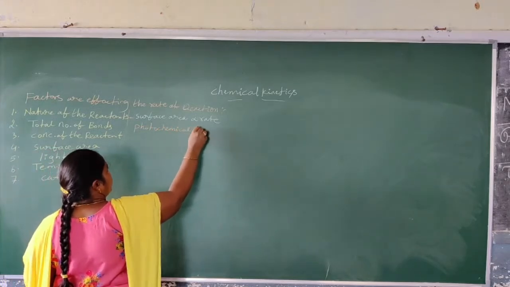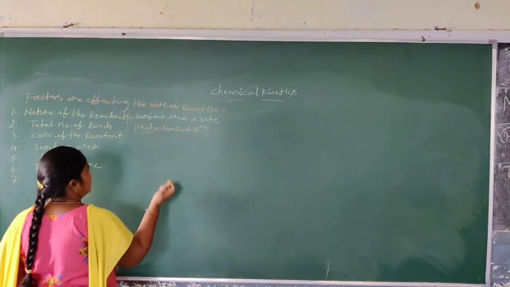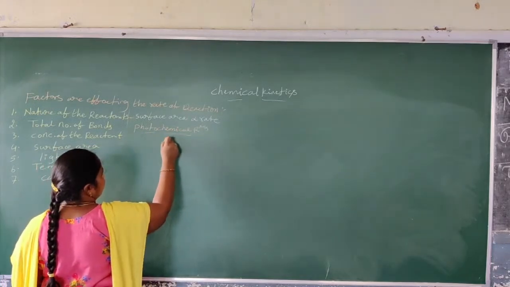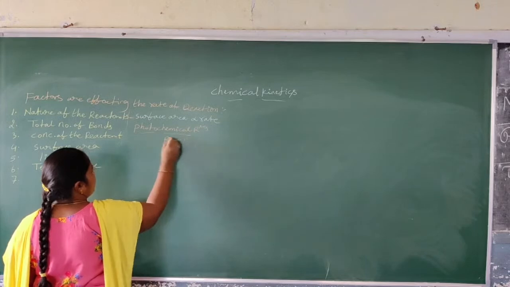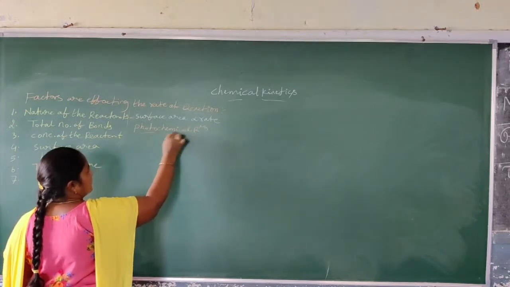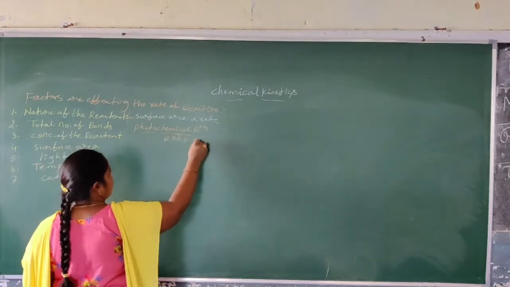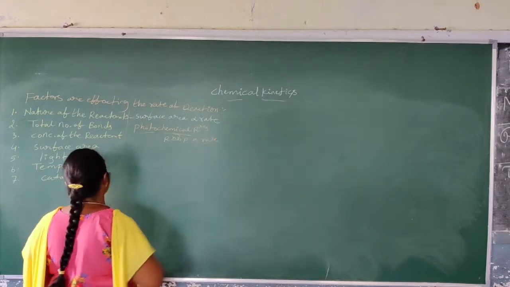Photochemical, here in the name also you observe. Photo means light, chemical means chemistry, that is the reactants are converted into the products. So in the presence of light, that is h nu, the rate of reaction also increases.